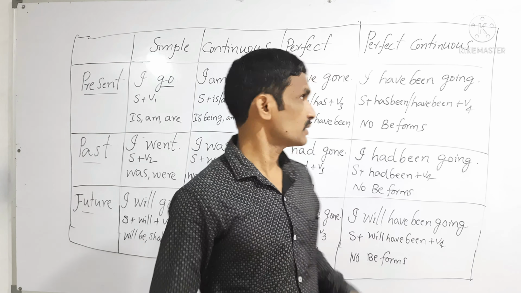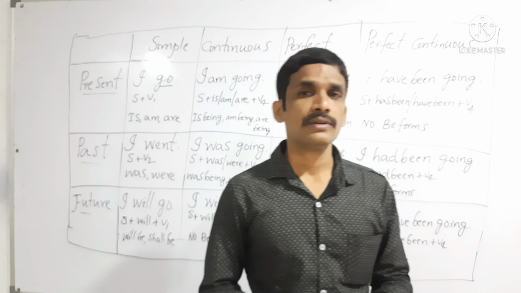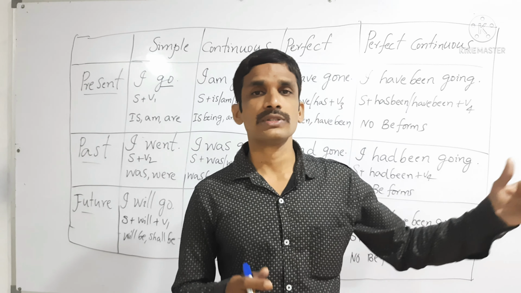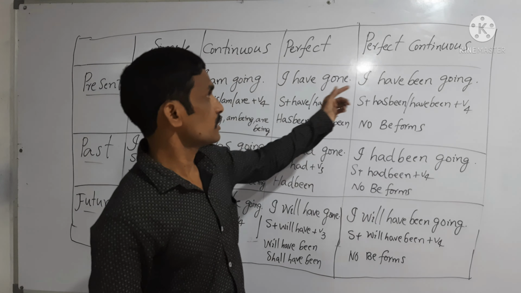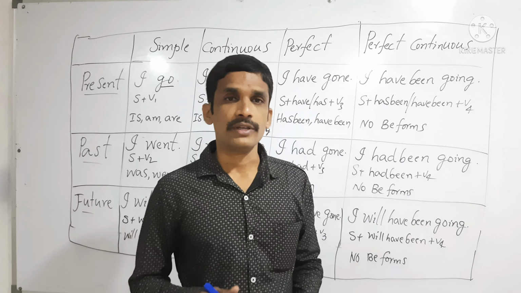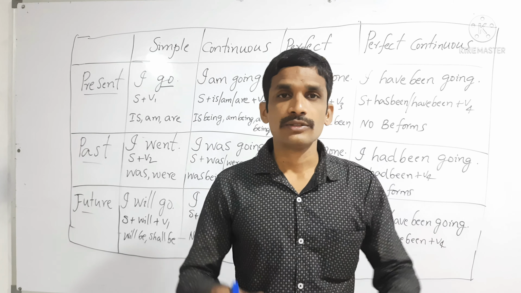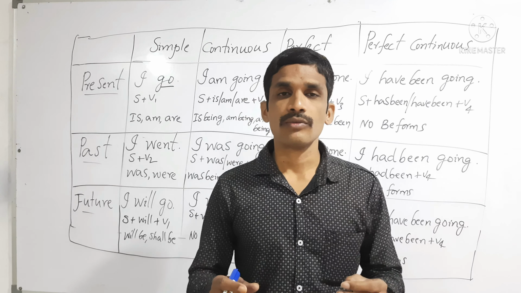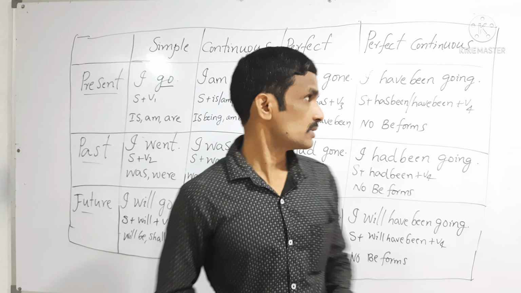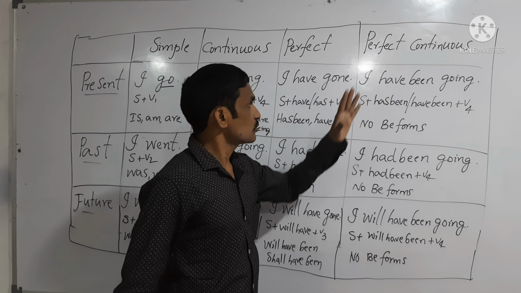As for the present perfect continuous tense, we use it to describe an action which started in the past and is still going on at the time of speaking. I have been playing for the last 2 hours. That means 2 hours back I started and I am still playing. To describe such an action, we have to use the present perfect continuous tense. I have been playing, or I have been living in this town since 2018, or I have been living in this town for the last 3 years. And this tense has no B forms.